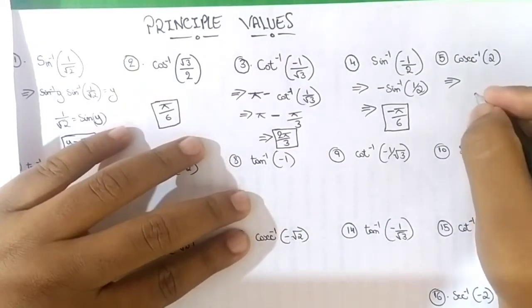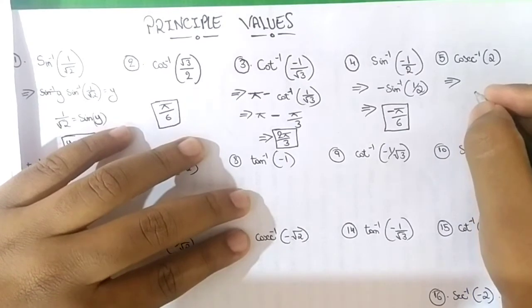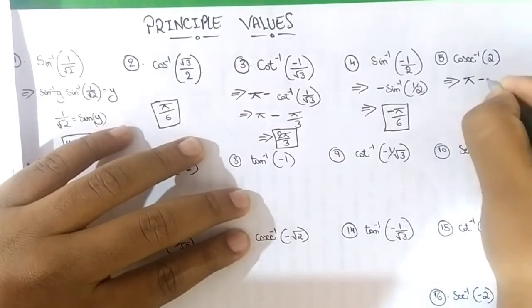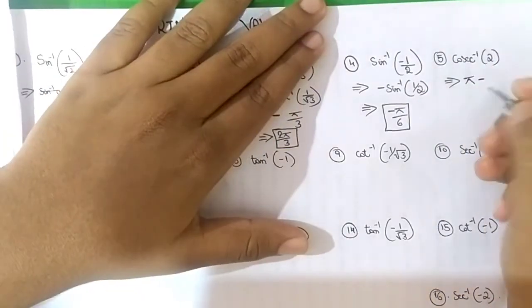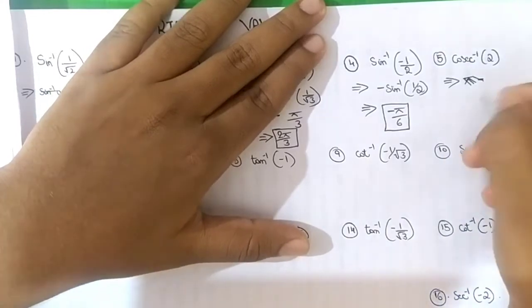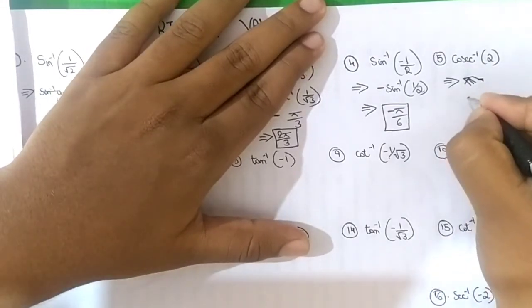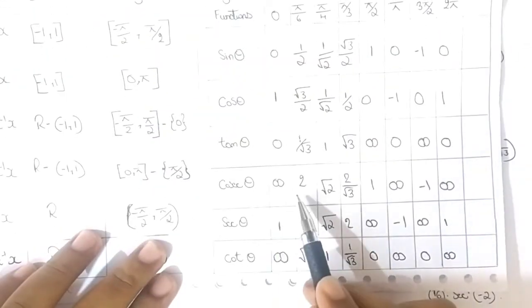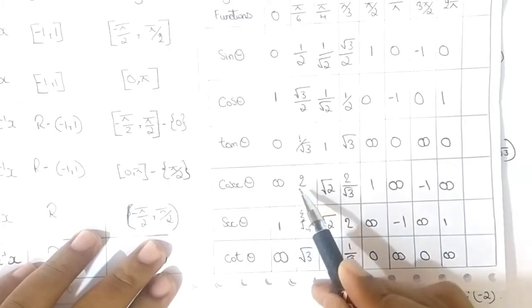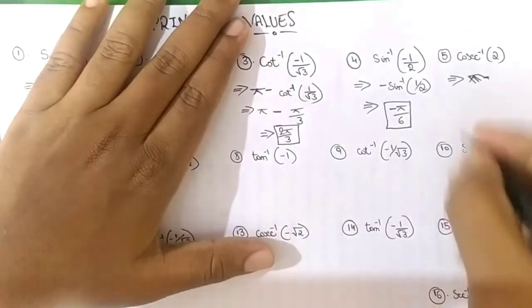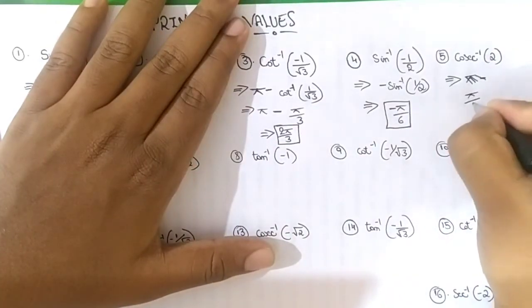Cosecant inverse of 2 is the next question. For cosecant we need to check the table directly. Cosecant inverse of 2 corresponds to pi by 6. That's all. You can directly write pi by 6.